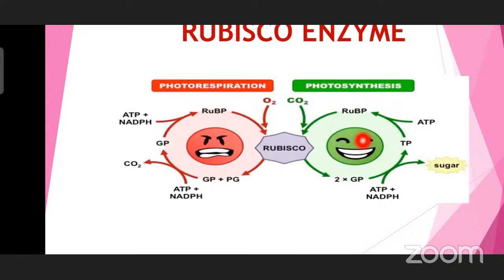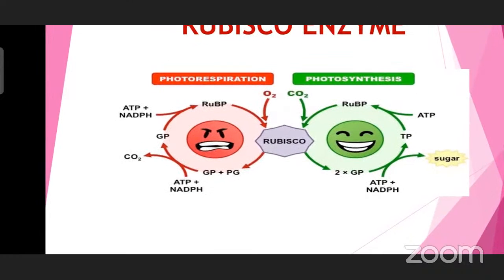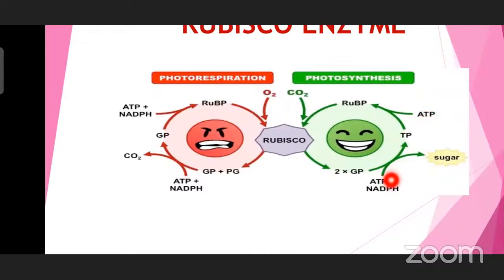Okay, this is a good process. That's why a smiley is there. And you can see in this process we are using ATP and NADPH. For 6 molecules of carbon dioxide, 12 ATP plus 6 ATP, that is 18 ATPs, and 12 NADPH will be utilized.